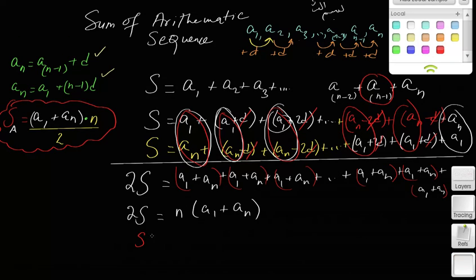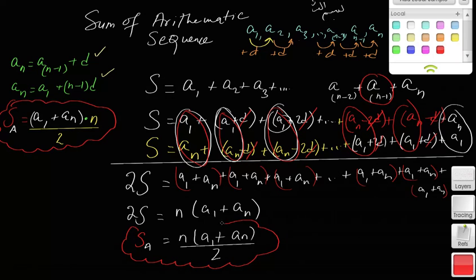Then I get the sum of what I was looking for. The sum of the arithmetic sequence is going to be n times a1 plus an, and that's going to be divided by 2, which is what I have over here. Now you say, oh, the n is on the other side. That's okay. You got it. So that's how you derive it. This is a reasonably easy proof to do, and this is the sum of an arithmetic sequence.